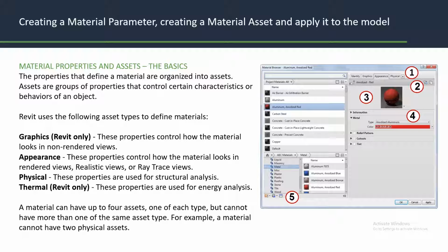In this window, most of you might be familiar with if you've worked with materials in Revit. This is our material browser. The top at number 1, those are going to be our 4 assets: identity, graphics, appearance, physical. Number 2 will be the button we push to replace and duplicate the asset. 3 will be a thumbnail swatch. 4 is properties of that asset. In this particular case, it's the appearance tab. And then 5 is going to be your material editor toolbar.